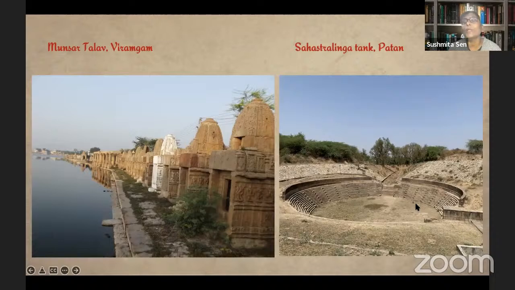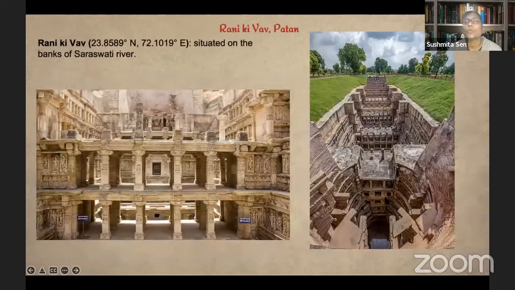And this is again a unique Sahasralinga tank, or talav, of Patan, very near to Rani Ki Vav. It is oval in shape, and it has a filter process on both sides. It was channeled to attach to the Saraswati river, from where the water could have come, and they were cleaning out the dirty water. All the smaller channels you can see around were giving clear water to the city.